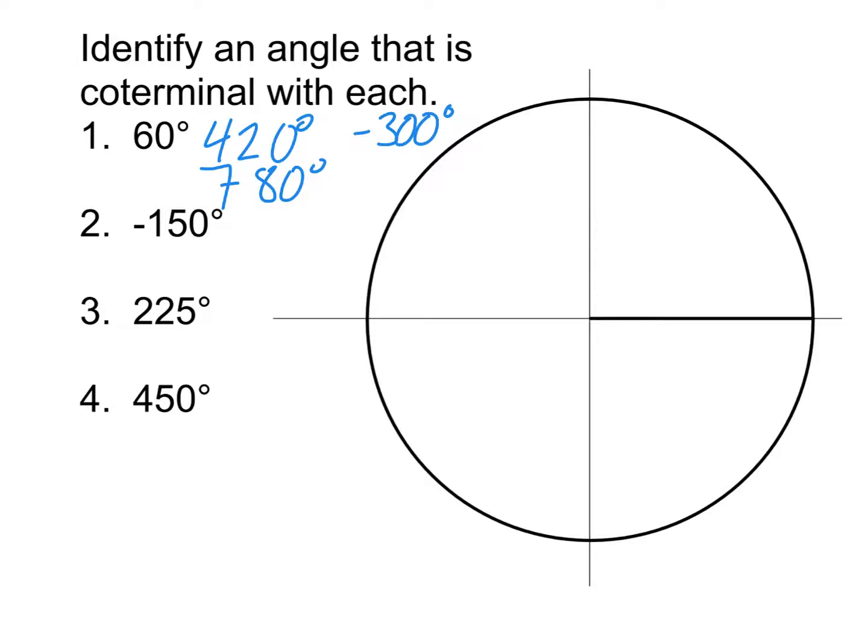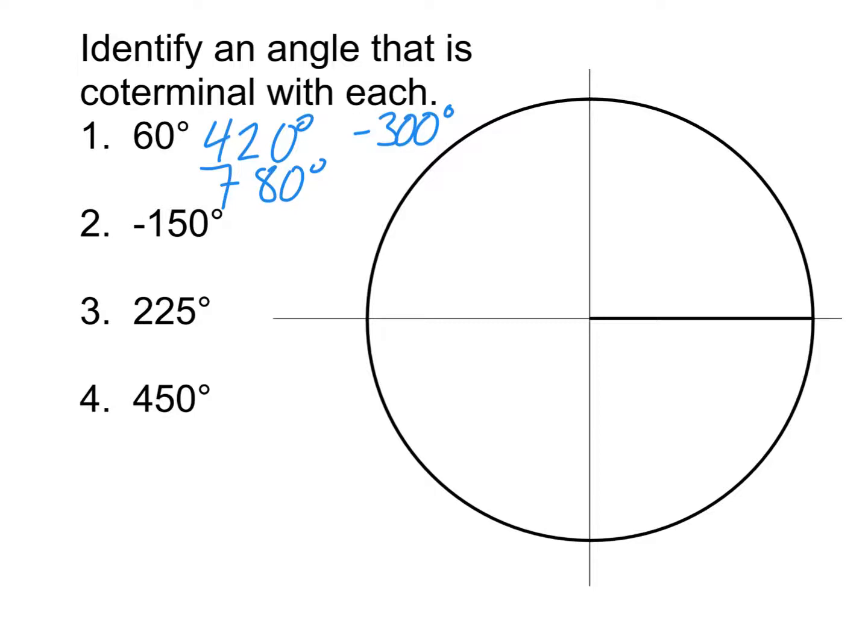Now in this particular example, you only need to give one of those. Just find one angle that is coterminal. But of course there's many different ways you can choose to get there. So having seen number one done, go ahead and now find coterminal angles for numbers 2, 3, and 4. Do those on your own, then we'll come back together to see how well you're doing with them.